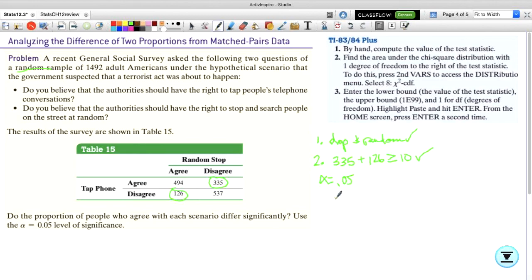And now we're ready to write our null and our alternative. So our null is going to be that the two proportions, which means that they agree with both or disagree with both, are the same. Our proportion of stopping is going to equal the proportion of people who agree with a phone tap. That they're the exact same. Our alternative is that the amount that people differ, that their opinion of each scenario differs. So we're looking at the proportion of people who think it's okay or agree with stopping to not equal the proportion of people who think it's okay to tap a phone. So there's our null and there's our alternative.